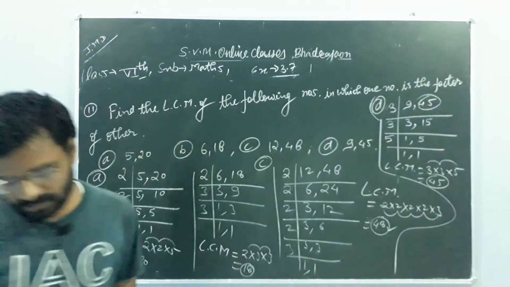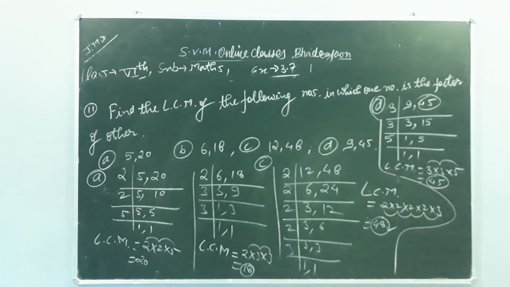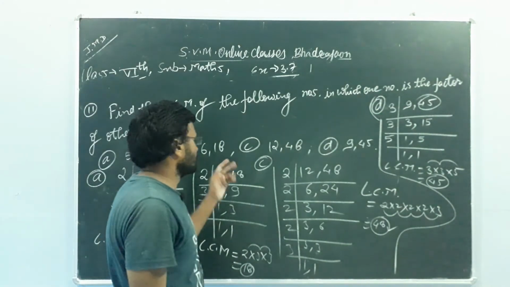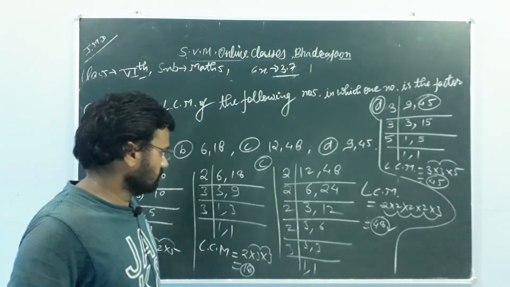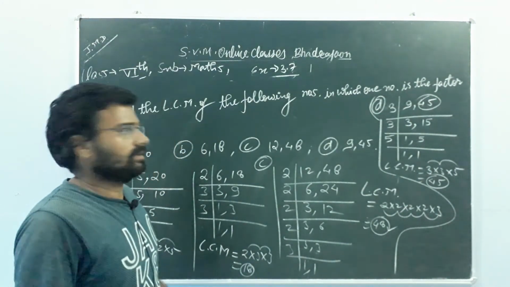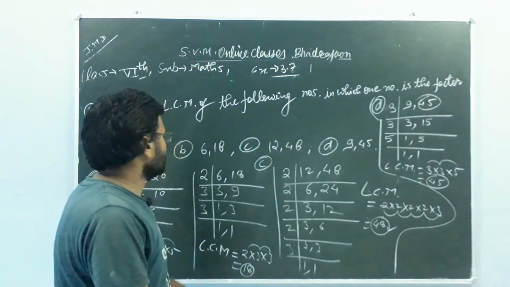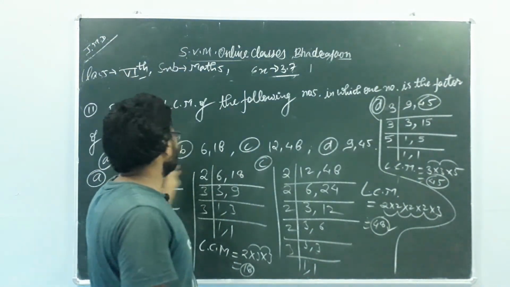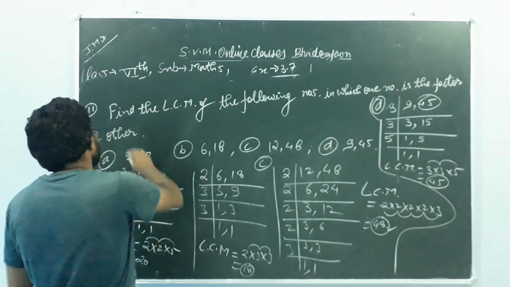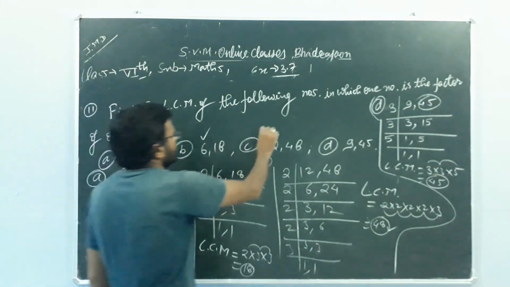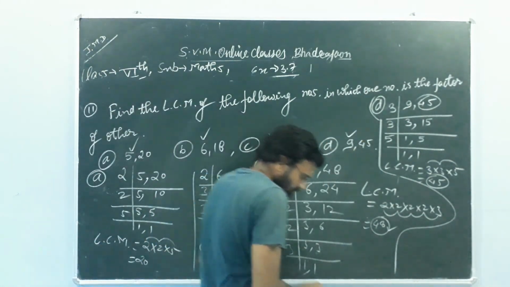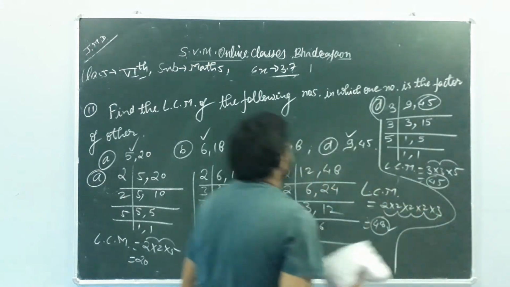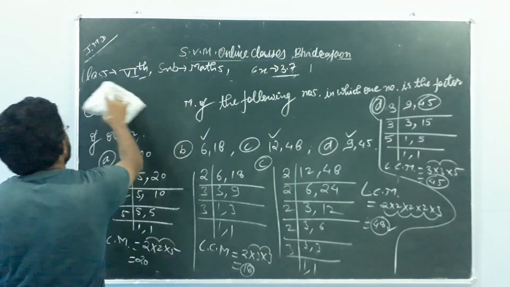Okay, so here we are observing that when the smaller number is a factor of the bigger number, then the bigger number is the LCM and the smaller number is the HCF. In all these 4 cases, HCF will be the smaller number, which is 5, 6, 12 and 9. Okay, let us move towards our next question.